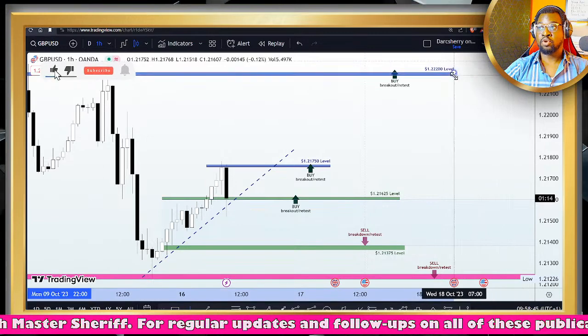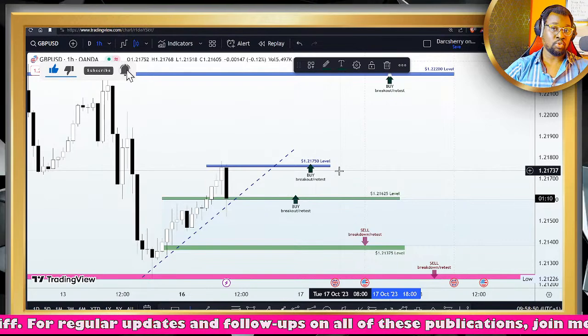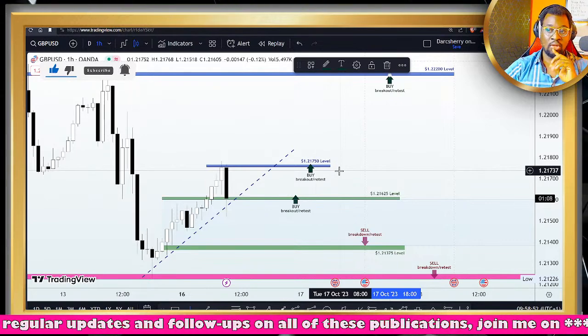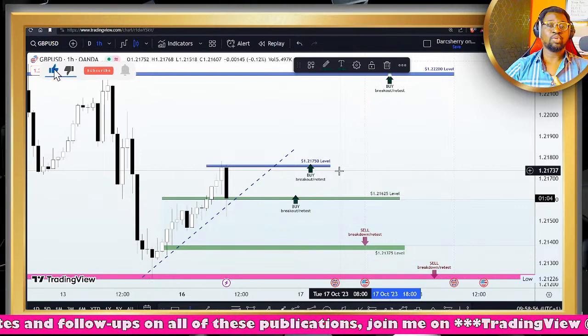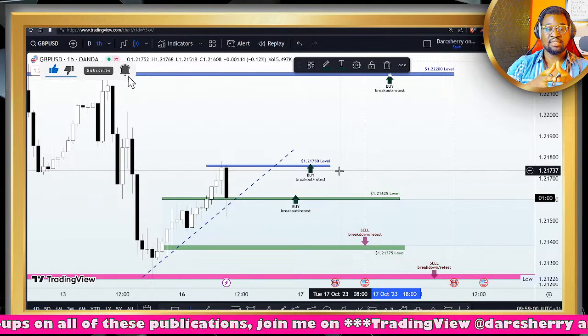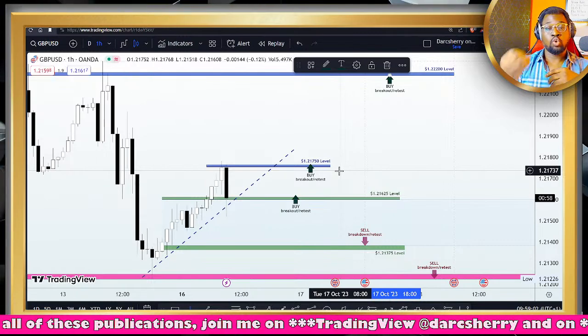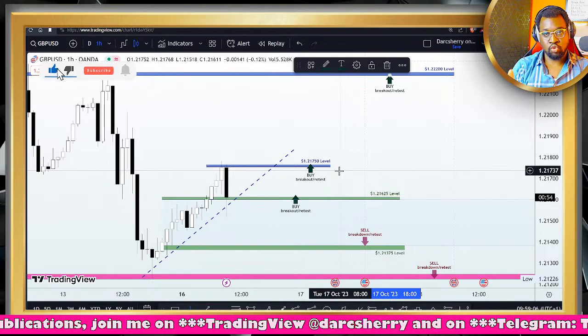Then we also have the 1.2200 area, which we could also use to maximize the potential of this bullish move. Now, inasmuch as we're looking out for buying opportunity at this juncture, you know how we do it in this community. We also want to take into consideration the potentials the sellers also have.